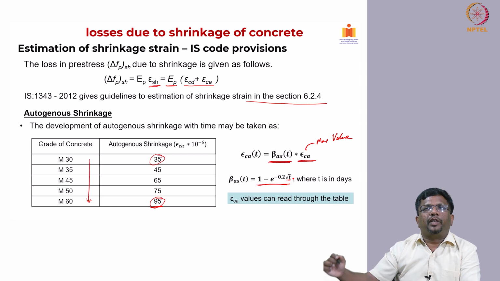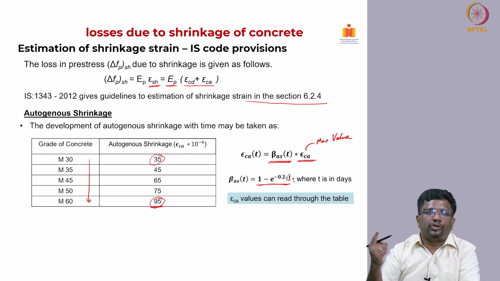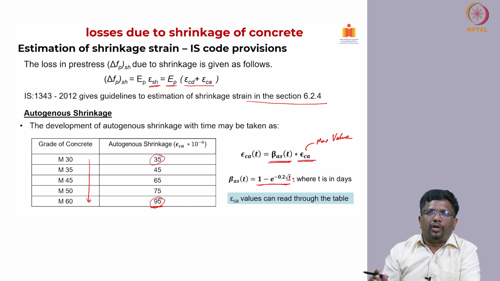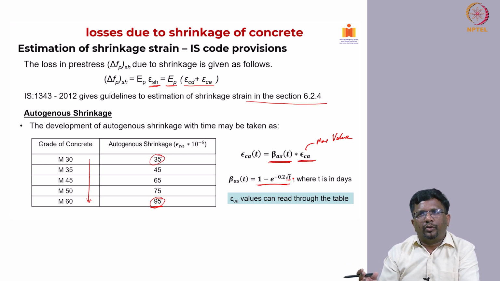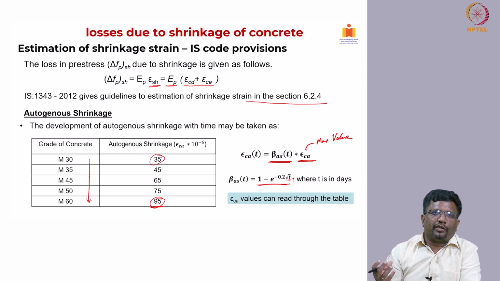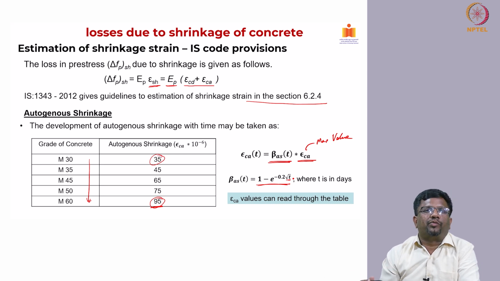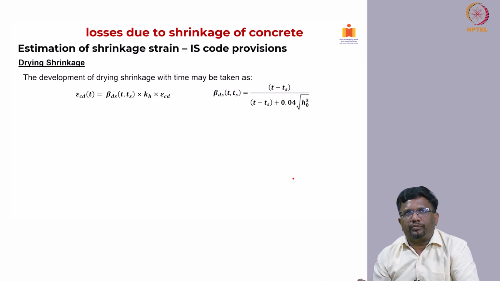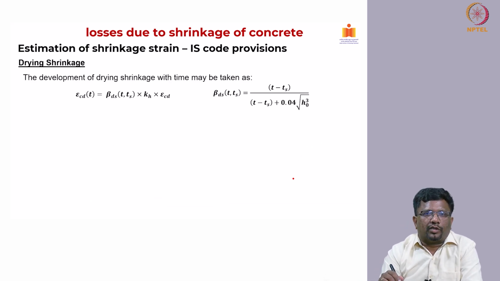So, if t is very large, then beta AS will approach unity, which will become close to 1. If t is very small, then the beta AS factor will be low, then only a fraction of the maximum value you have to consider in your design. So, that is what the code is giving. Okay. Now, we have talked about autogenous shrinkage.